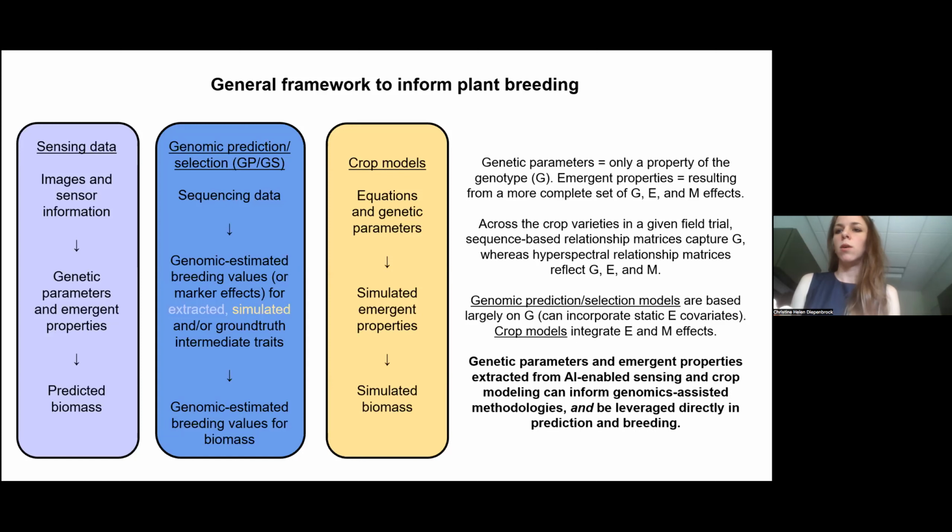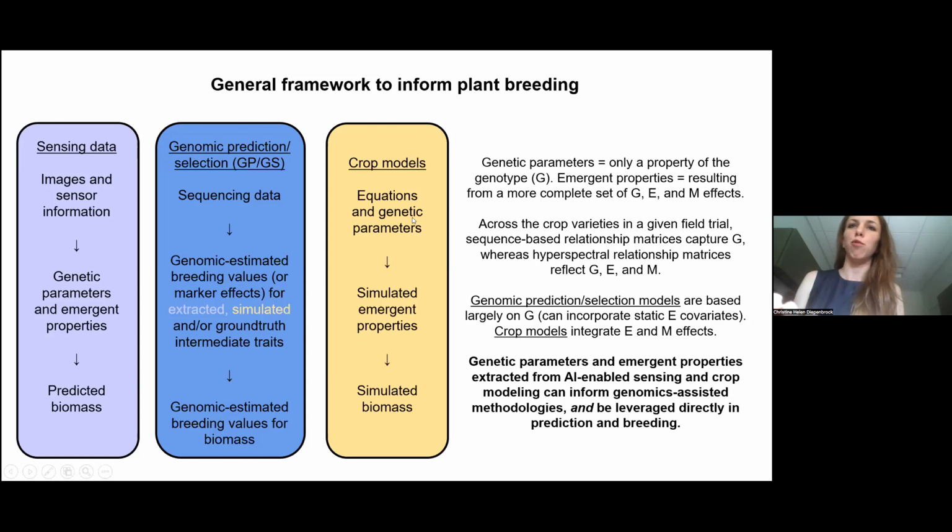And I finally would note, this talk is focused on integrating domain knowledge into our genetic and genomic analyses. But I would note, the sensing data and the crop models could provide information that can be leveraged directly in prediction and breeding. So they don't necessarily need to go through genomics to be used, but indeed can be complementary and hopefully provide accelerated gains when we get all of these working in tandem. So I'll say we are trying all of the pairwise and three-way integrations of these as well.